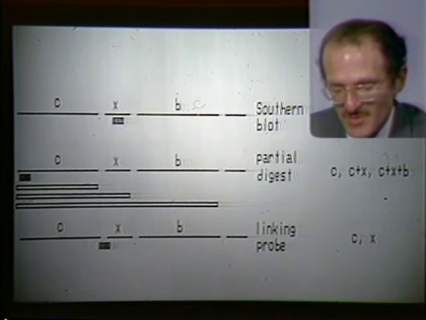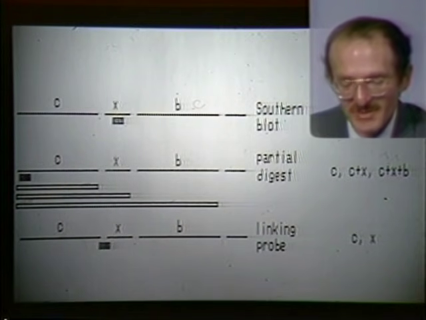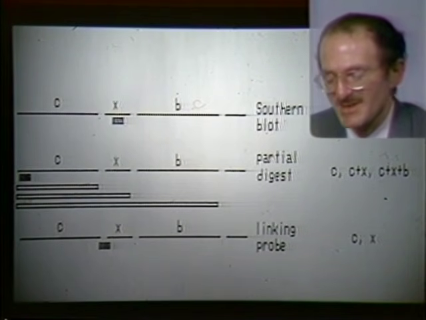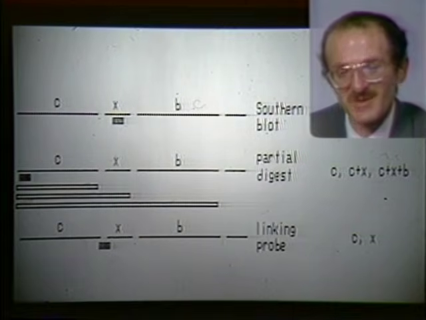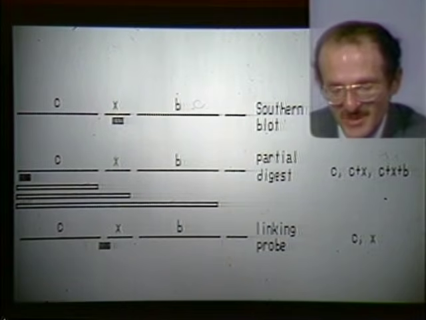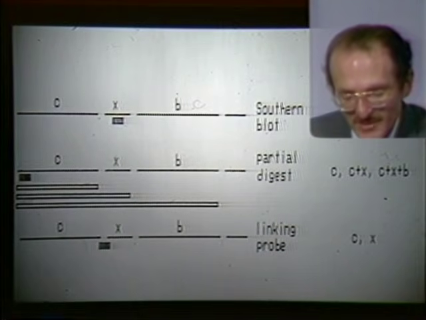The difficulty with this approach is, first, that it's very slow. Each experiment identifies only a single fragment. Second problem is that it's not rigorous. Just because your genetic map says that X and B are close doesn't mean that there isn't some other fragment between them. And furthermore, since the genetic map and the physical map don't have to correspond in terms of relative distances, there's a possibility that you could be totally confused.